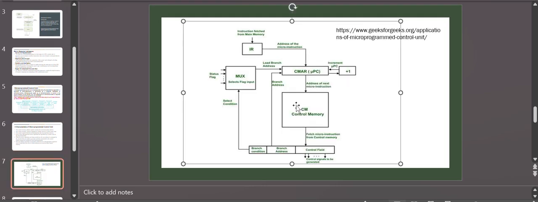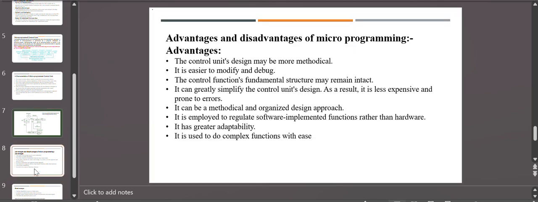You can see the diagram of microinstructions, simple, and after that the advantages and disadvantages of microprogramming. The advantages are that the control unit's design becomes more methodical, easier to modify and debug. The control functions' fundamental structure may remain intact. It can greatly simplify the control unit's design. As a result, it is less expensive and less prone to error.